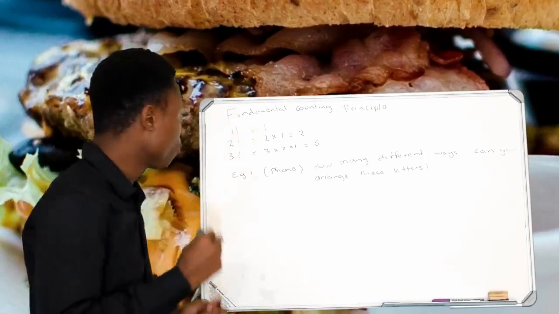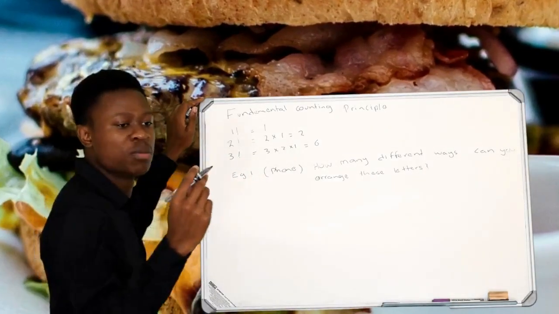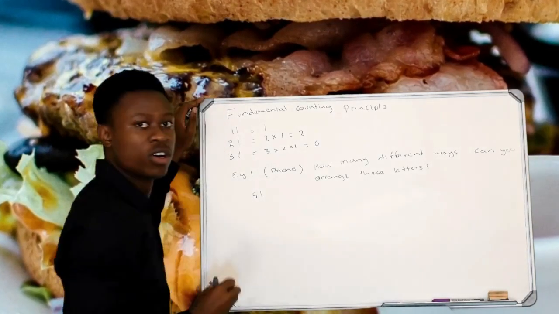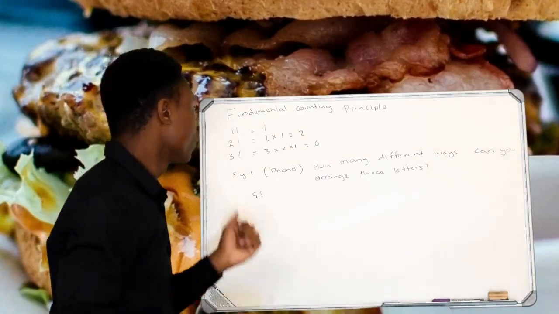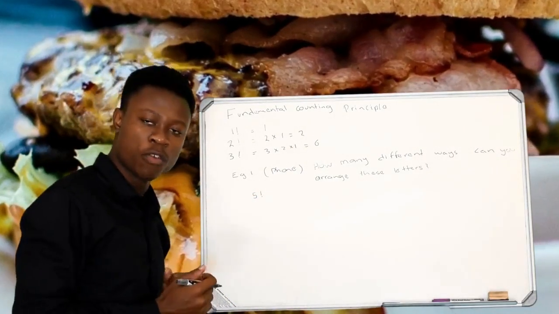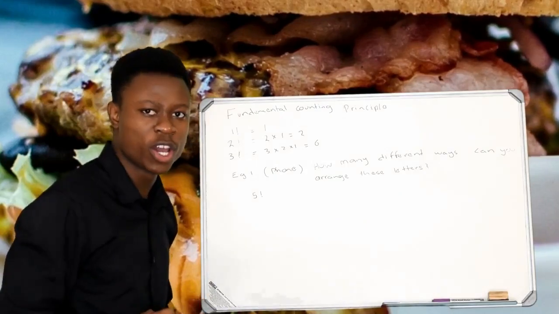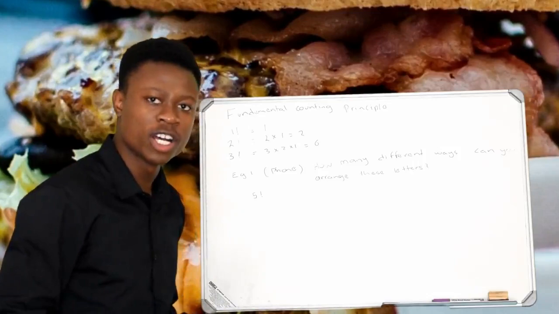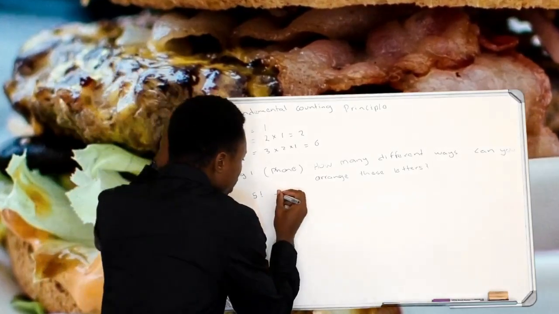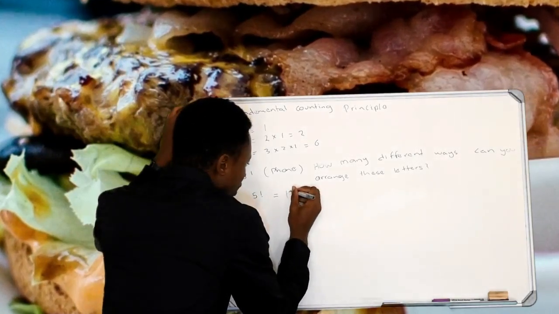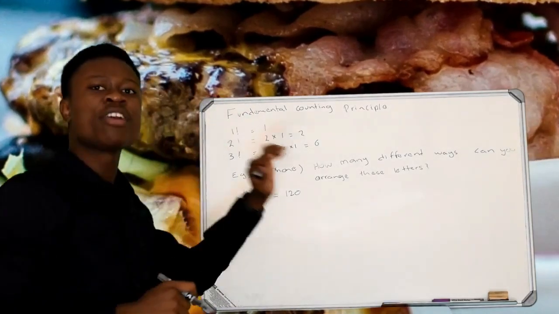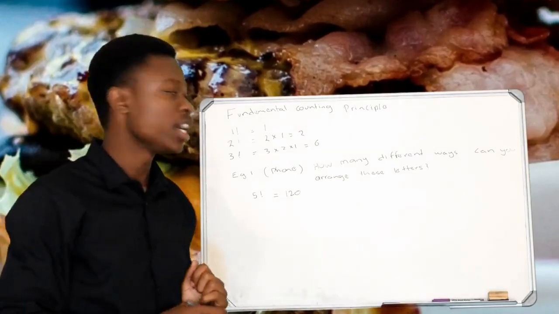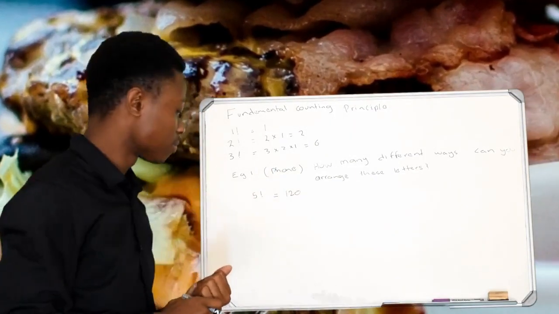So for me to find out how many options are available, I will say 5 factorial. I'm saying there are 5 letters. And if I say 5 factorial, it will find how many different ways I can arrange those 5 letters, which is then equal to 120. So there are 120 different ways that I can arrange the letters in the word phone, right?